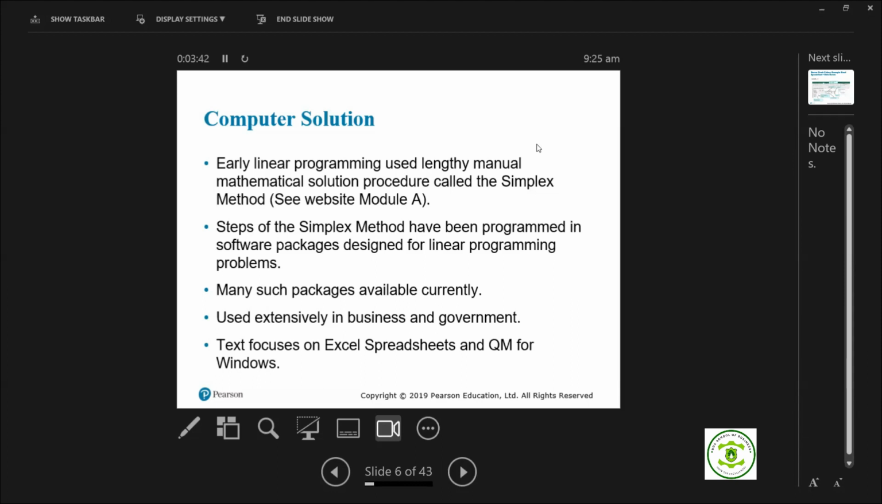Then from there, we started our discussion on linear programming. And then we started with a graphical solution. And then we moved on to using a spreadsheet to solve linear programming problems, and that's the use of the computer to solve the problem.